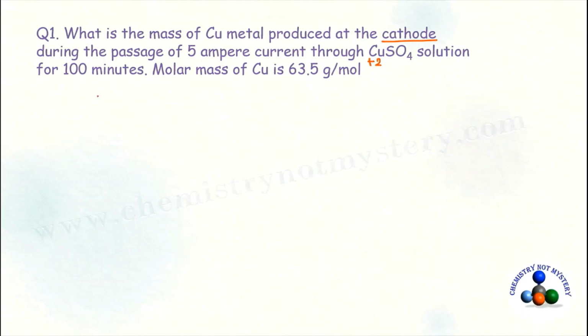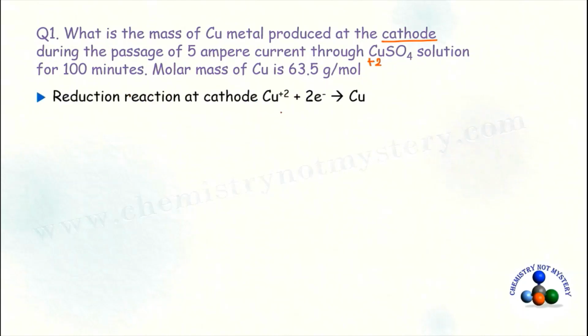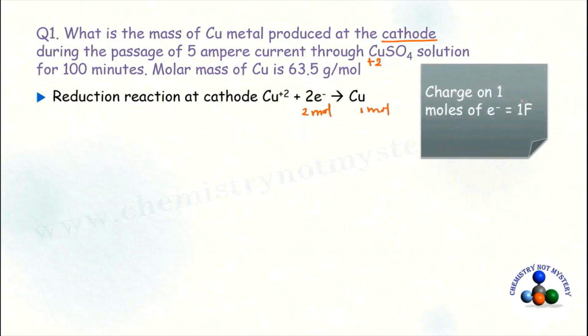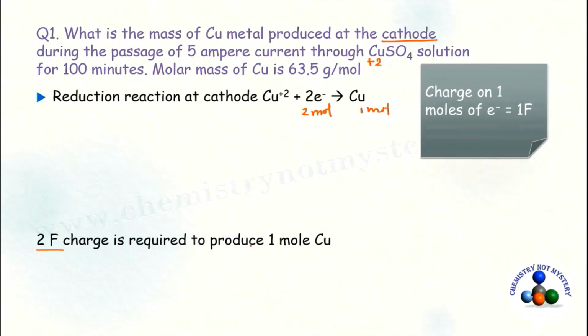Now write the reduction reaction taking place at cathode. Copper 2 plus ion plus 2 electrons gives copper. So from the reaction, you know 2 moles of electrons are required to produce 1 mole of copper. Charge over 1 mole of electron is equal to 1 Faraday. That means to produce 1 mole of copper, 2 Faraday charge is required.